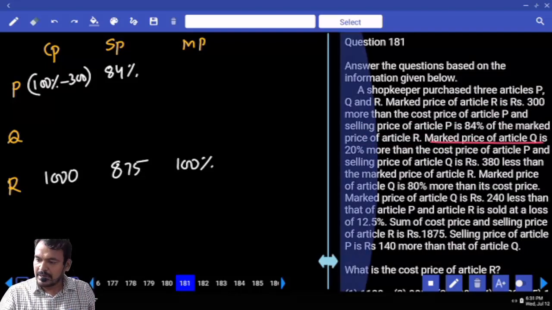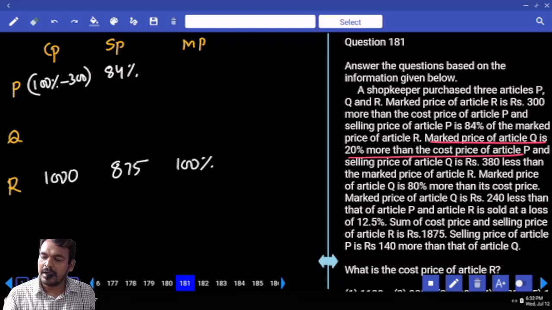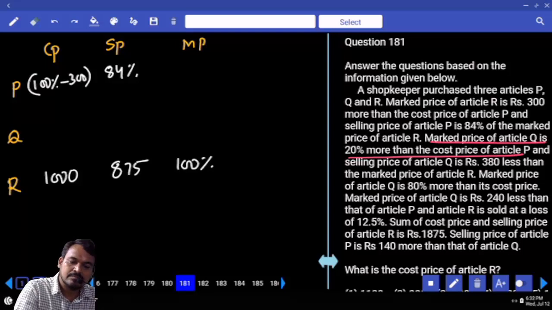Market price of article Q is 20% more than which one? Cost price of article Q. Already cost price of article P is 100% minus 300. Compared to that one, how much percent more? 20% more. 20% more means it will be 120% of 100% minus 300, which will be written as 120% minus 360.